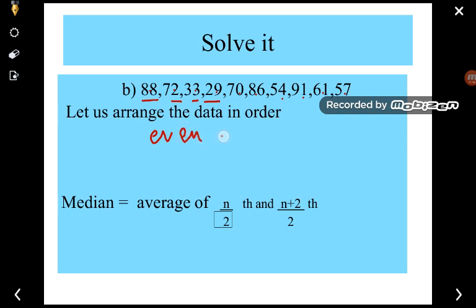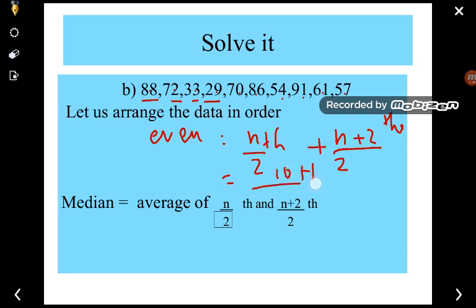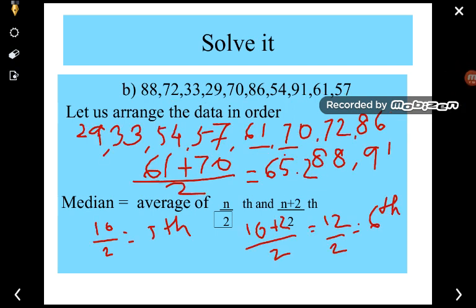So when it is even, the formula is the n by 2th value plus the n by 2 plus 1th value, that is the next value. So what is n? N is 10. 10 plus 1 divided by 2. So you will get a value of around 65.2.